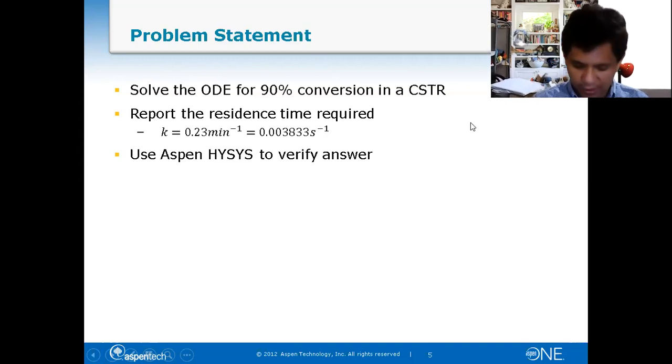So first, let's try to calculate. Halimbawa, manually kinalculate natin yung residence time. So let's start with the equation ng CSTR. So draw muna natin yung CSTR.